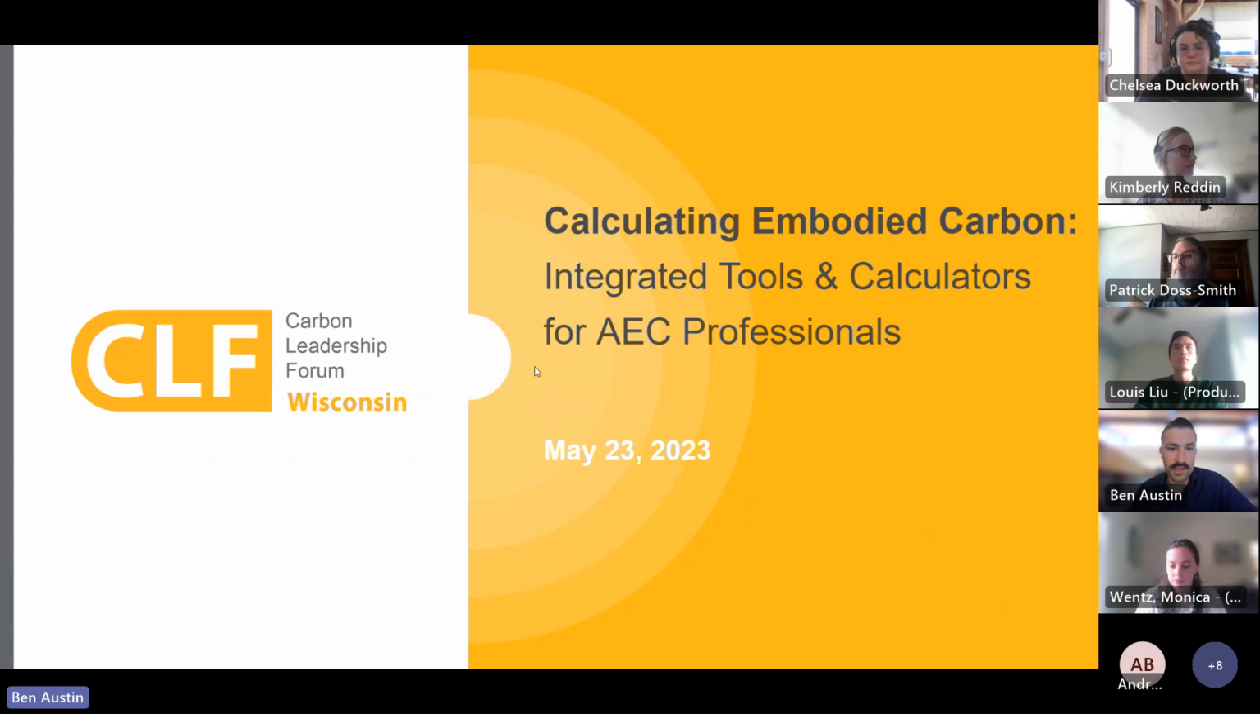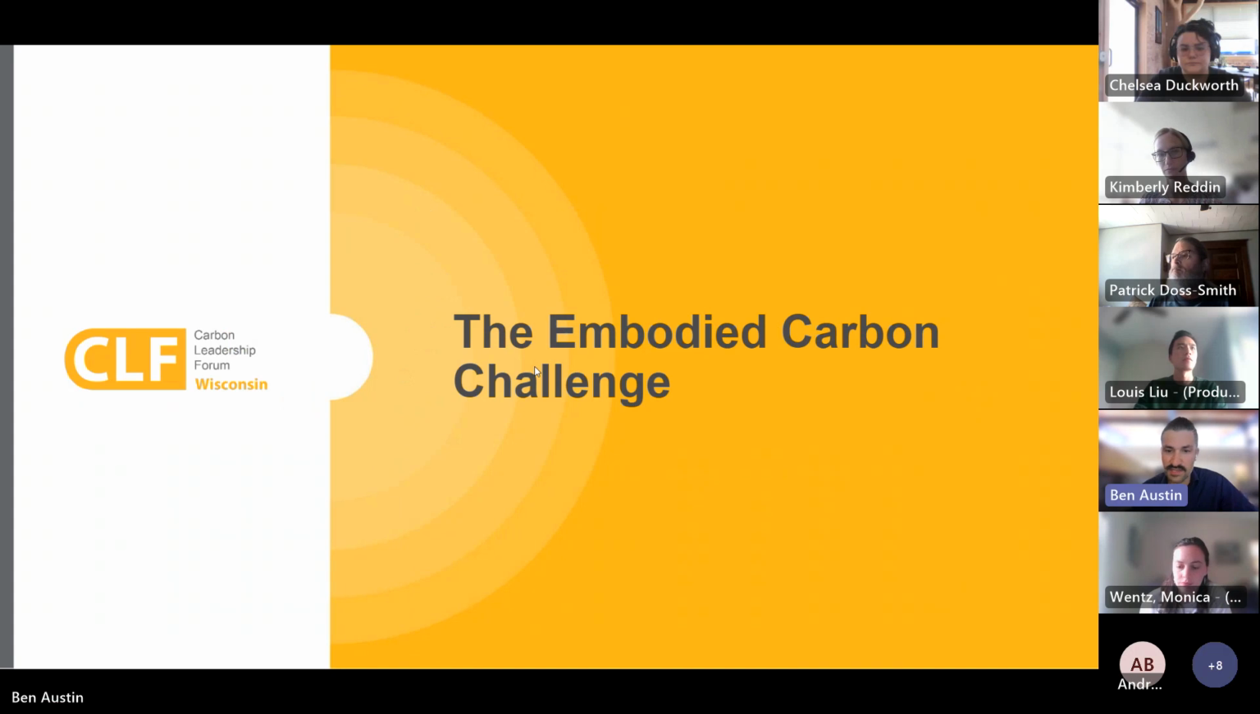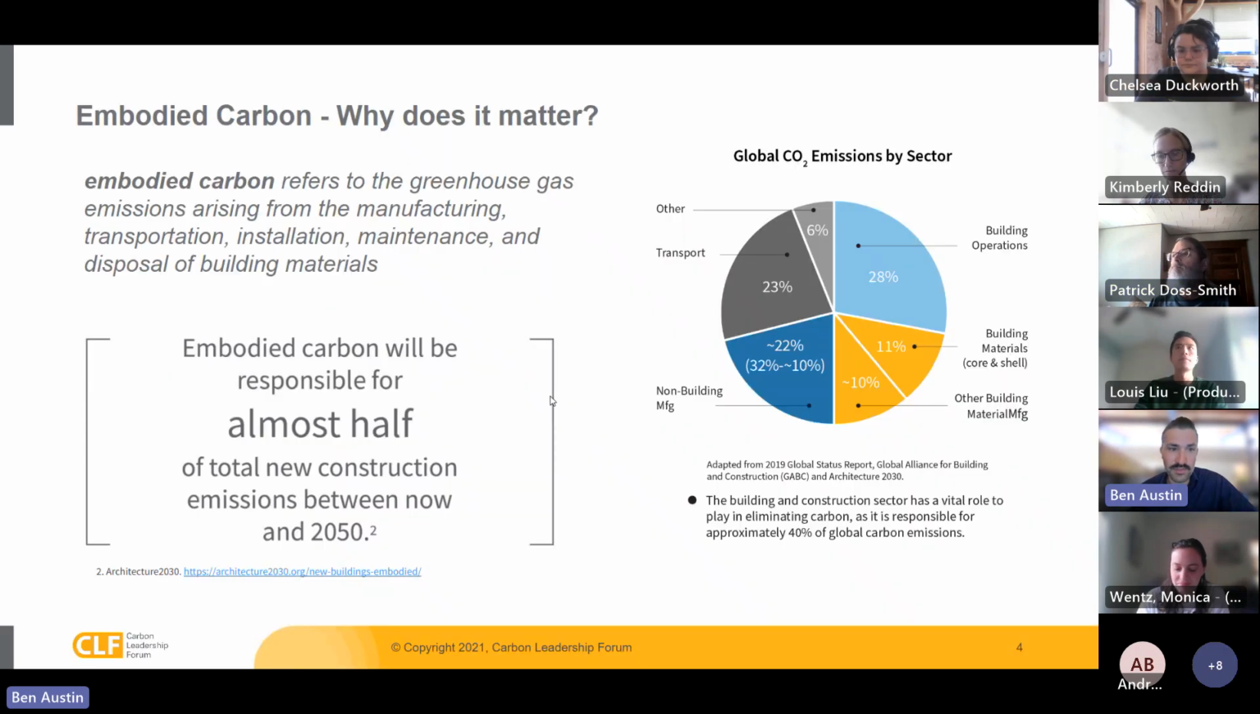Just to set the table, it looks like from the attendees that embodied carbon is not a new subject to any of you. Ultimately, embodied carbon is all of the greenhouse gas emissions associated with the various stages of creating, installing, disposing, or reusing our building materials. Regardless of the specific metric, I know this pie chart can look a little different depending on what source you use, but it's an important piece of the decarbonization puzzle.